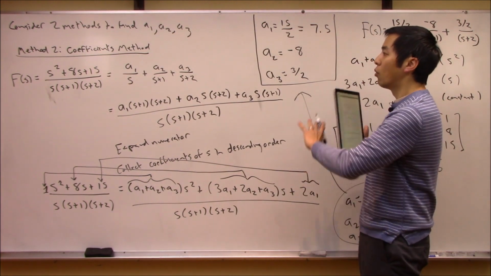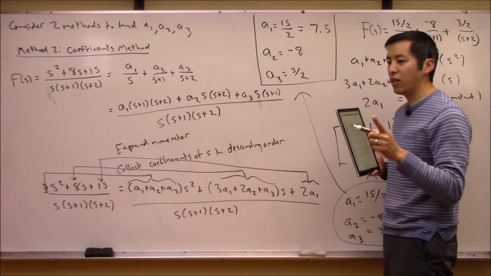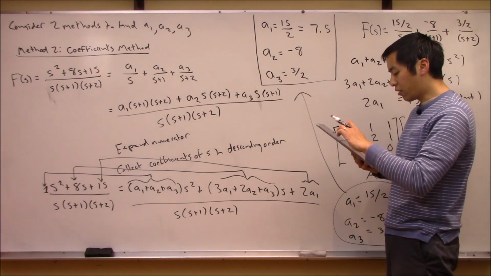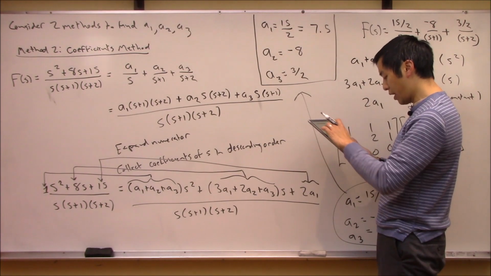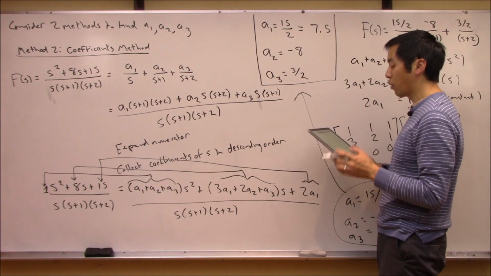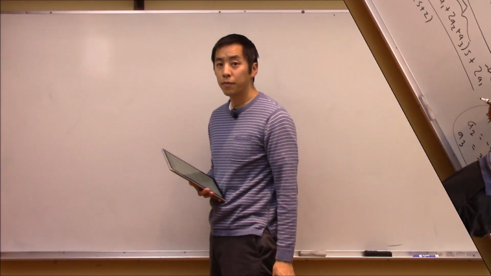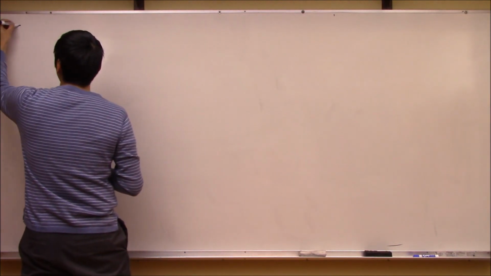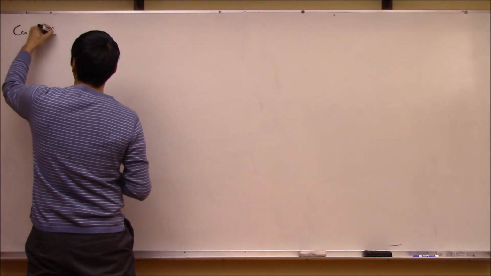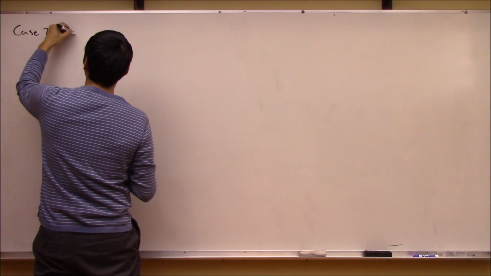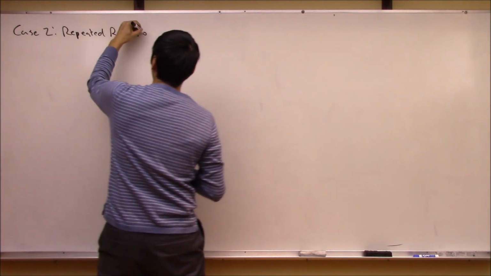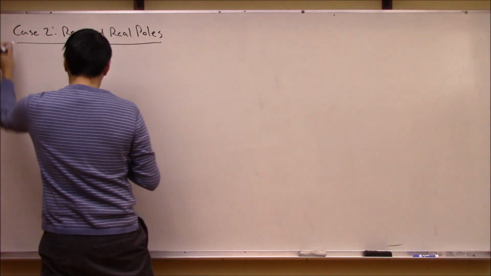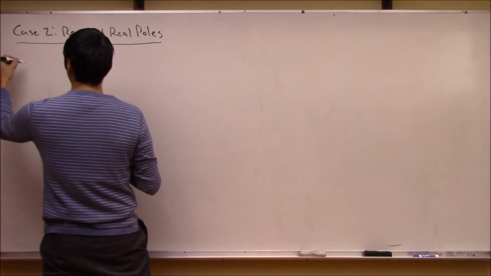Okay, so we saw how that worked for the case of distinct real roots. Give me a second to erase the board, and what we're going to do now is look at the case where you have repeated real poles. All right, so now let's consider case 2, and this was the case where you had repeated real poles. Okay, so again, let's look at an example.